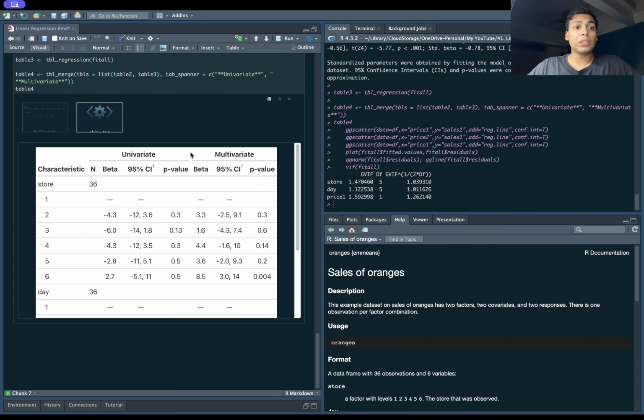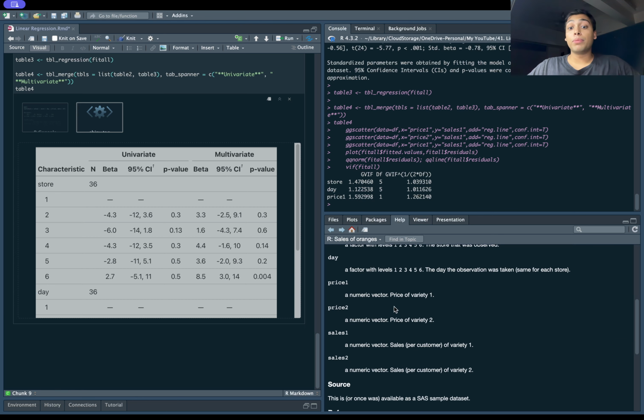So, this was a long tutorial, but I hope it was interesting, and you learned how to do linear regression in R.